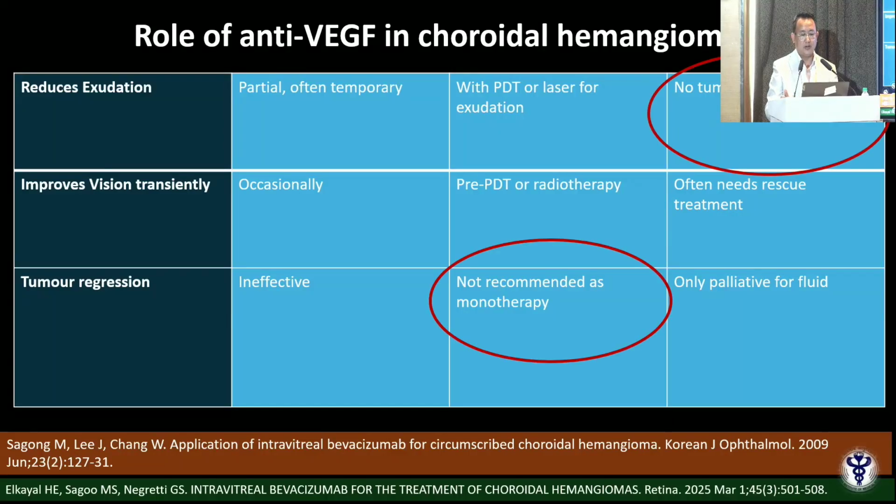Here we found that there was no tumor regression, and the resolution of the fluid was also very transient, and it was not recommended as a monotherapy. However, it can be given along with PDT or other radiotherapy.